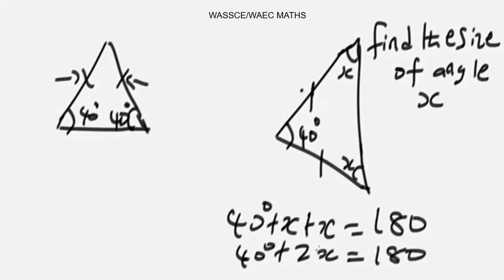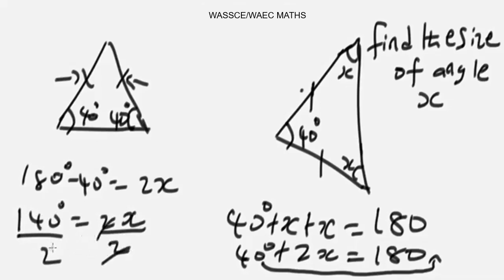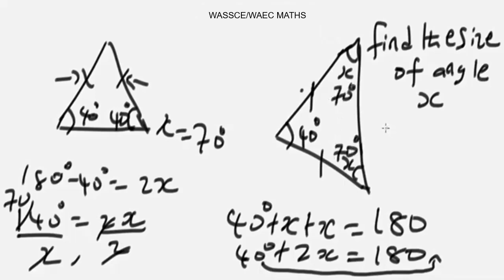Right, to make x the subject of the formula, this 40 will first of all cross the equality sign to become negative. We have 180 degrees minus 40 degrees equals what? 2x. So when you subtract, you're going to have 140 degrees equals 2x. To make x the subject of the formula, divide both sides by 2. 2 into 140 is 70. So our x is what? 70 degrees. That means 70 degrees will be here, and also 70 degrees will be here. So it's as simple as that.